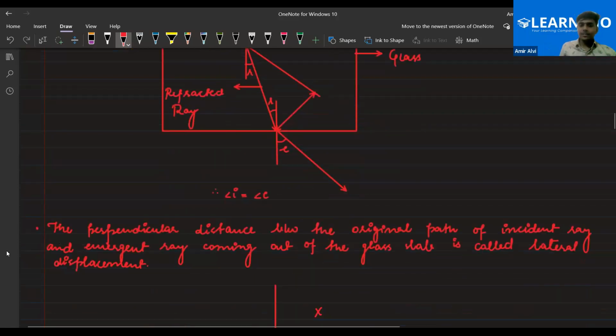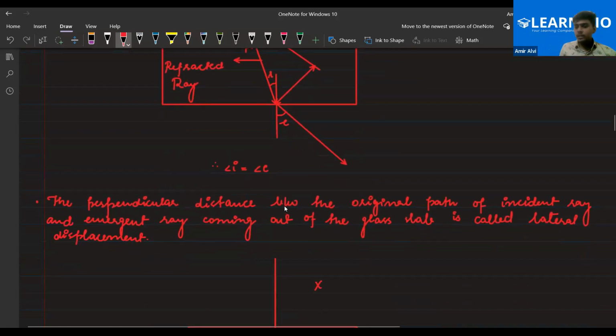Okay. So the perpendicular distance between the original path of the incident ray and the emergent ray coming out of the glass slab is called the lateral displacement. Clear, everyone?